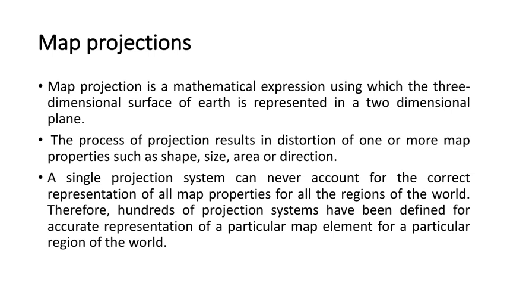So in order to minimize this distortion, we have to adopt a combination of projection systems. Okay, so a single projection system will never give you the correct representation of all the map properties. So we have to adopt different projection systems, and a combination will help you to yield a map or a projection with minimum distortion for a particular region or for a particular area.